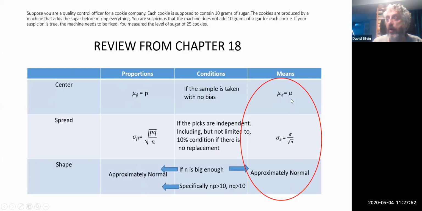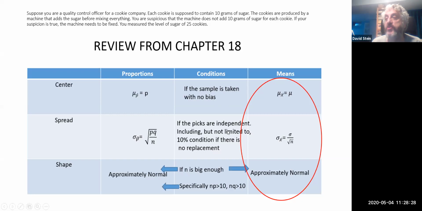The mean of the sampling distribution, so let's pay attention to the notation, mu x bar, means if I went out and took samples over and over again and measured the sample mean each time, the mean of all those sample means would equal the mean of the population. So that's an important idea, mu x bar equals mu, and it's true if we take the sample without any bias. Then the standard deviation of all of those x bars equals the standard deviation of the population over the square root of the sample size.